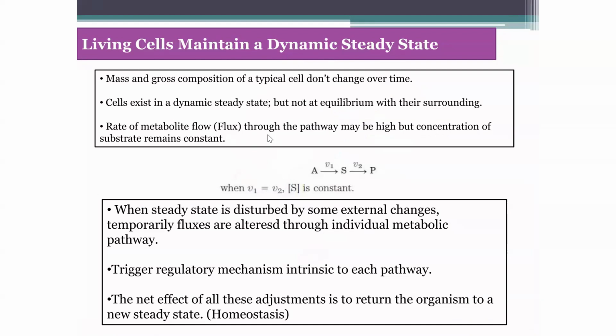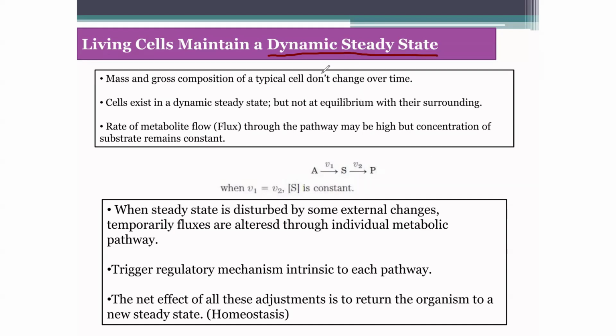So when you are maintaining the concentration of a particular molecule at constant state, that is what we describe as steady state or dynamic steady state. It means that the rate of the input of the molecules is always equal to the rate of output of the molecule. So for example, this is a reaction where you have A converted to S and then S converted to P. So when V1 is equal to V2, it means that the concentration of the substrate is the same, so it's constant.